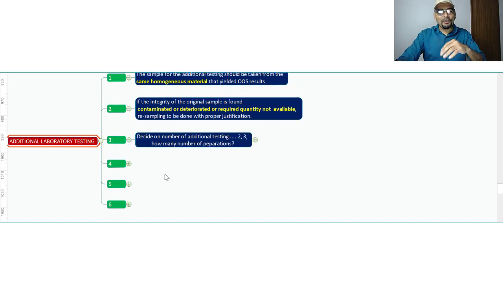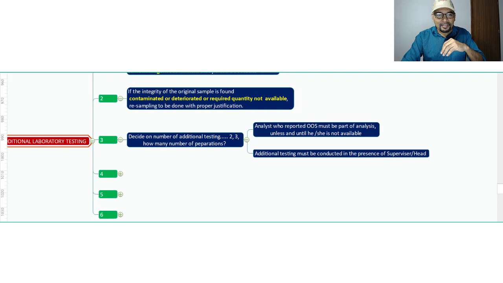The third important point, decide on the number of additional testing. How many additional testing do you want to conduct? Would you like to go for duplicate analysis, triplicate analysis? The number of analyses needs to be decided before starting the study. It is very important. And once you decide on the number of testing, it is always preferable that the analyst who has originally reported the OOS must also be part of your additional testing plan, unless and until he is not available.